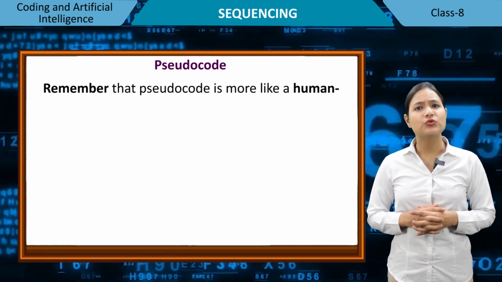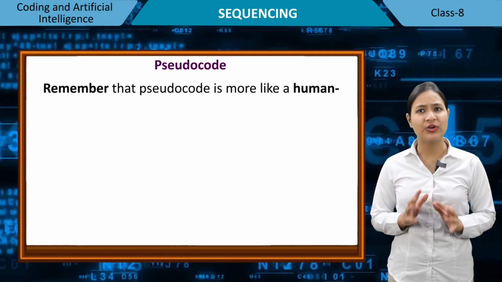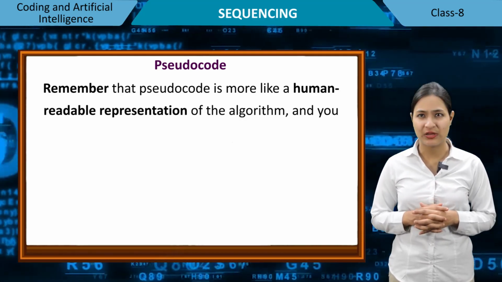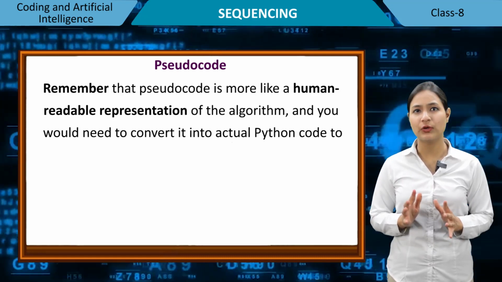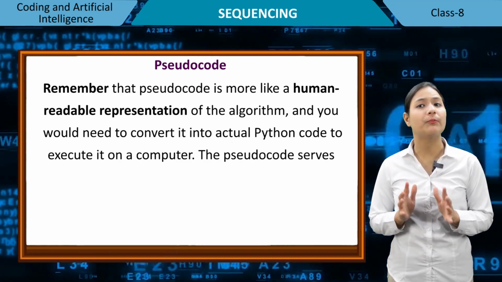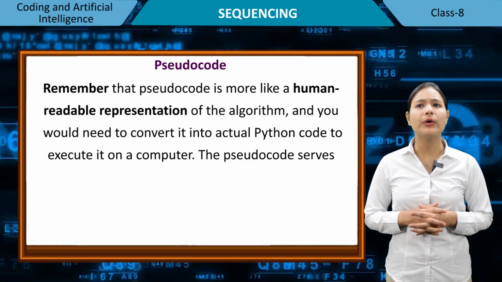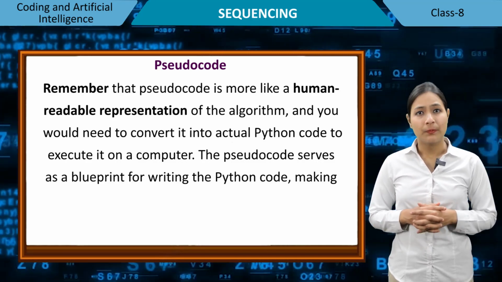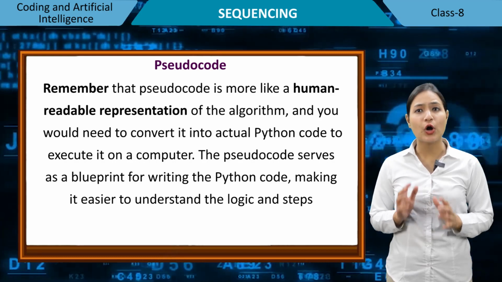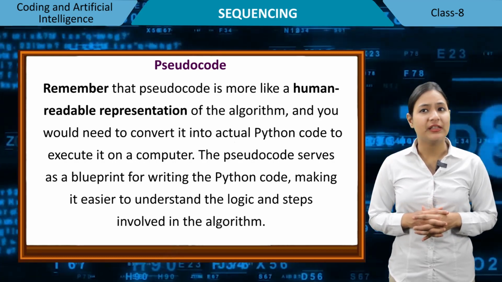Remember that pseudocode is more like a human-readable representation of the algorithm, and you would need to convert it into actual Python code to execute it on a computer. The pseudocode serves as a blueprint for writing the Python code, making it easier to understand the logic and steps involved in the algorithm.